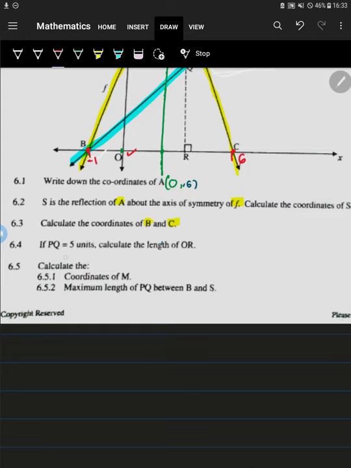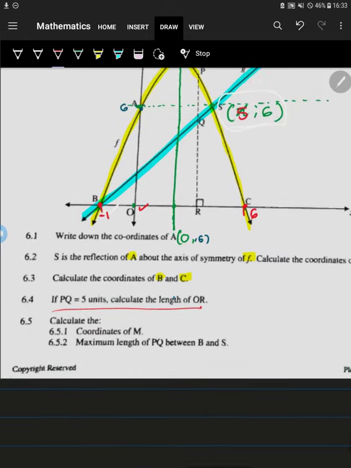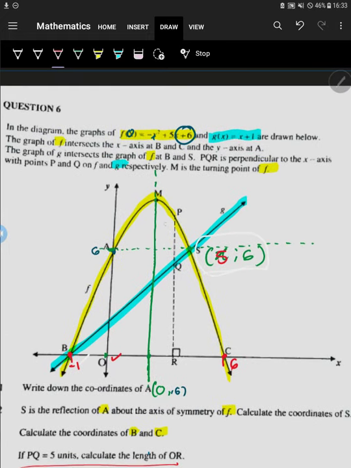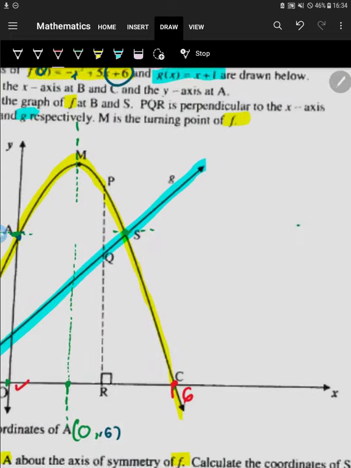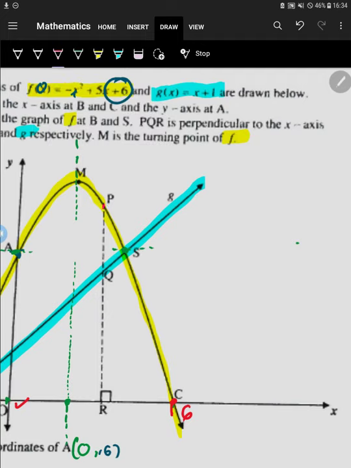Now, if PQ is equal to 5, calculate the length of QR. PQ equals 5, QR is where? What's PQ? This is PQ. Let's get rid of everything else so we're not confused. Now we want that line, we don't want that one. We know the coordinates of S and all of that. Let's focus. Let's frame the question and see what's going on exactly. PQ is this line here.